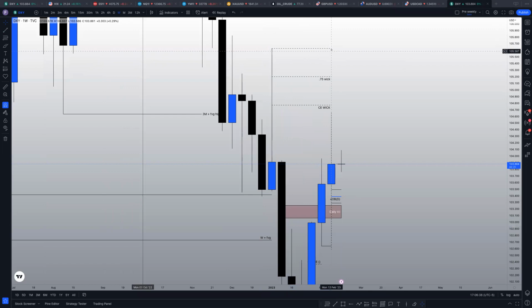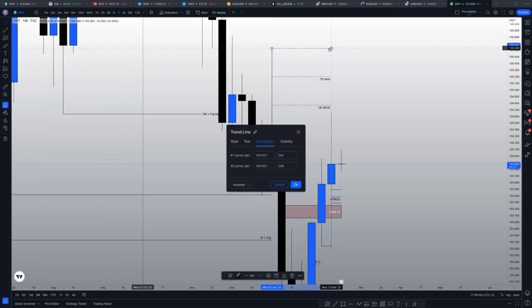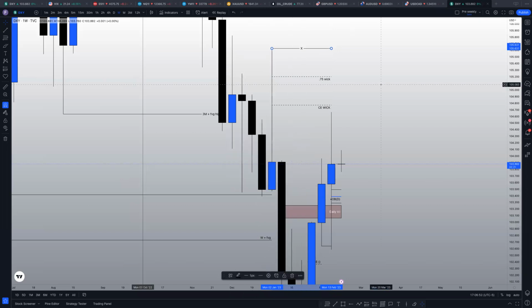So I am still bullish on dollar. Seasonality is bullish for dollar. First discount array on the high time frames, and we had a bullish shift off of it. So that's what I have in mind.